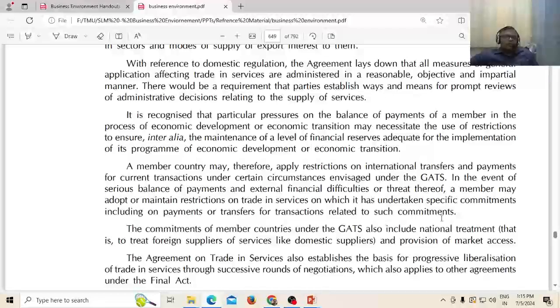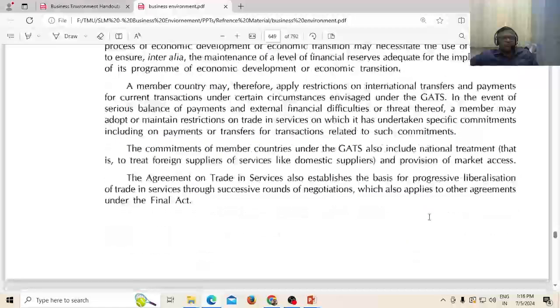The commitments of the member countries under the GATS also include national treatment, that is, to treat foreign suppliers of services like domestic suppliers, and provisions of market access. The agreement on trade in services also establishes the basis of progressive liberalization of trade in services through successive rounds of negotiation, which also applies to other agreements.